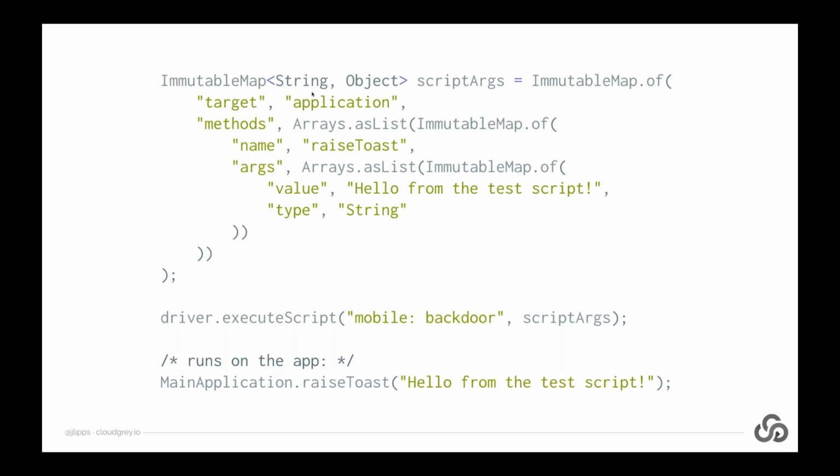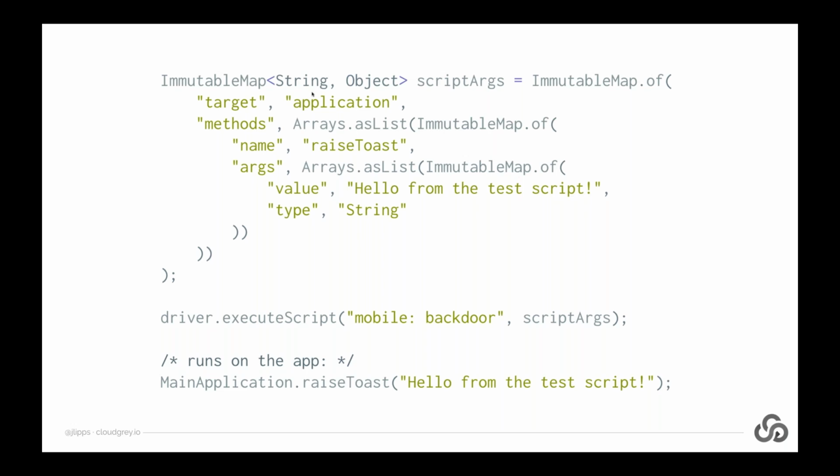So in this case, to figure out what we're actually trying to do in the application, we can take a look at the script args variable here, which is basically just a big map of maps. And we're basically saying we want to call a method that exists on the application. The method's name is called raisetoast. If that's appropriately named, it's going to show some message on the screen. And the argument that we are passing to this method is a string, and it has the value hello from the test script.